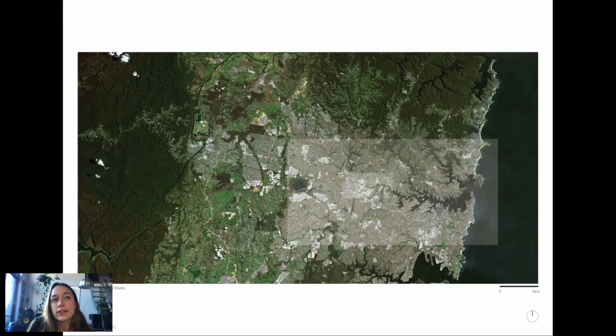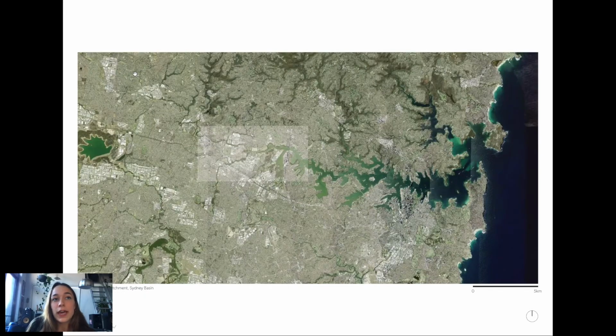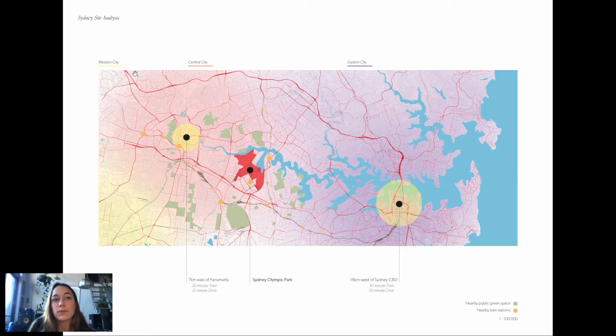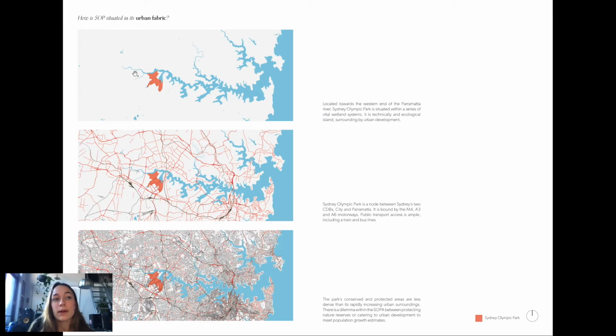Jumping to our site, the Sydney Olympic Park, located in the centre of Sydney, 16 kilometres from the CBD and 7 kilometres from Parramatta. It's located on the Parramatta River catchment with a strong relationship to its surrounding estuary, and it's a node between the two ever-growing CBDs of Sydney. The urban fabric is quite dense, but with a large percentage of conserved and protected land, Sydney Olympic Park is less dense.